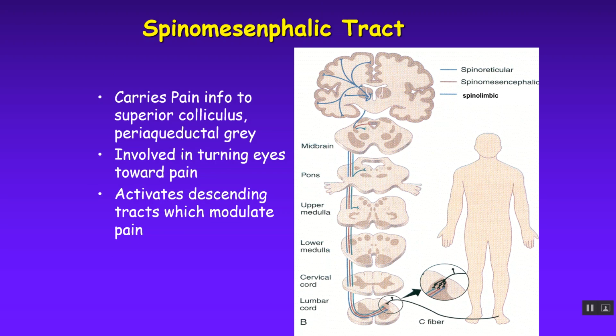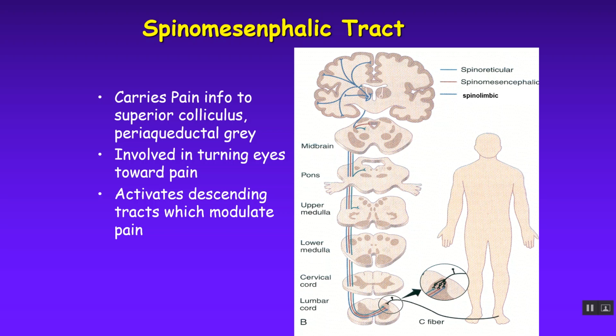The next one is spinomesencephalic. Here again, the name tells you where it starts, spinal cord, and where it ends, mesencephalon. Remember the mesencephalon? Mes is the midbrain, and stays the midbrain throughout development. So if you read something and they talk about a mesencephalic structure, that just means it's a midbrain structure. Some books will say the substantia nigra is a mesencephalic structure, which just means it's a midbrain structure. So this tract is going to terminate in the midbrain somewhere.